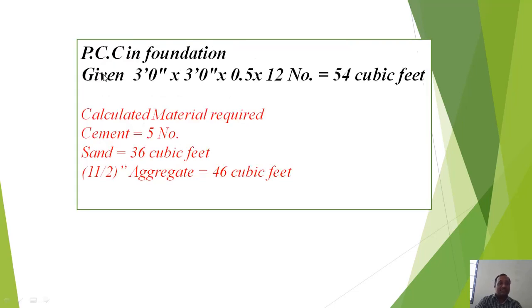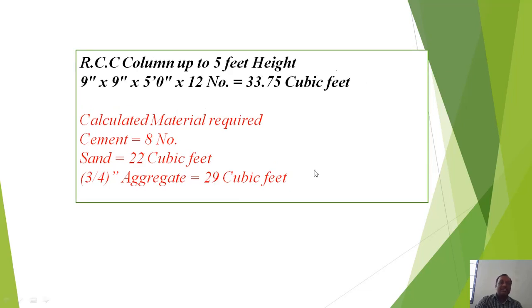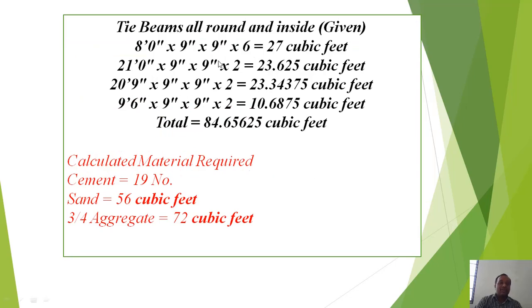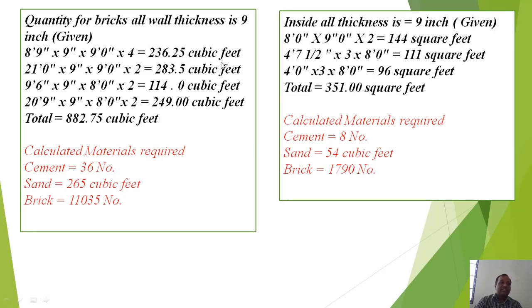So here PCC in foundation 3 feet by 3 feet by 0.5 inch, that is 54, calculate the material. Same fashion RCC column of void, RCC column for column footing, then tie beam all round, these are the given things, and these are the calculated material. These are given things means these are things you will get from the drawing. Then again these are the given things from the drawing, and these are the material calculation. Here the red things I have written, these are the calculated material.